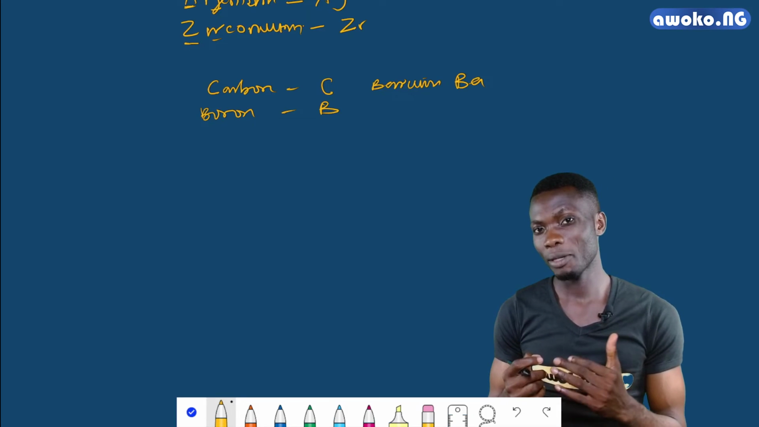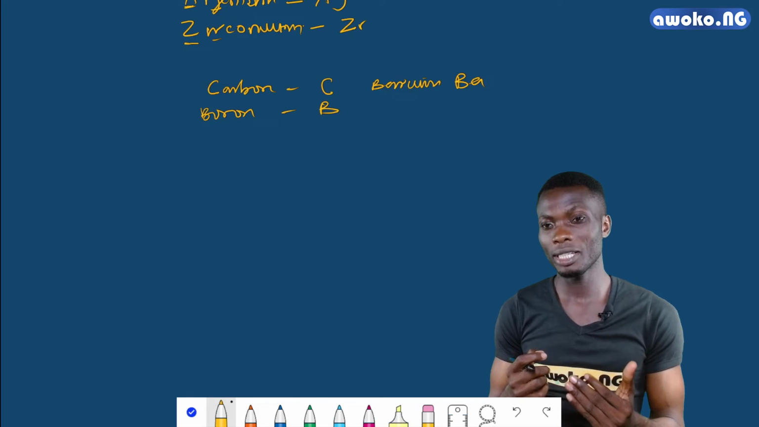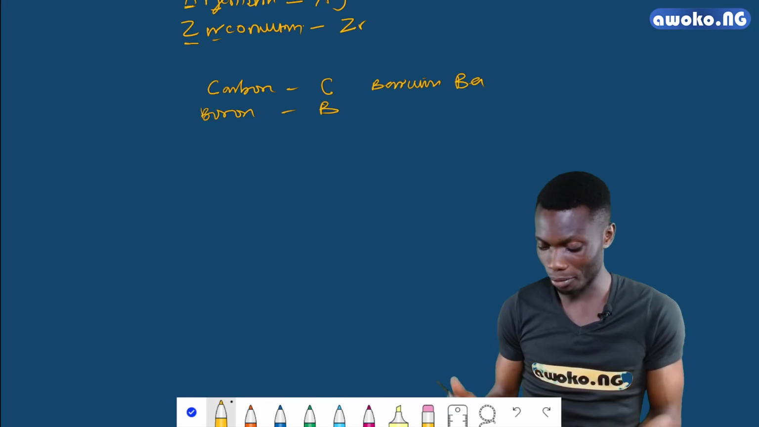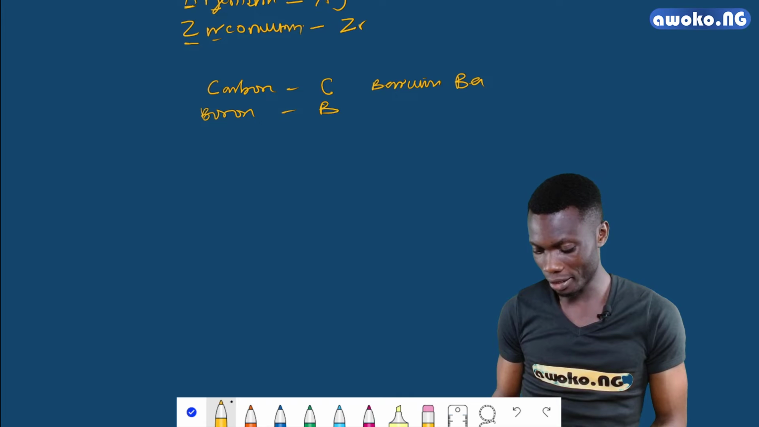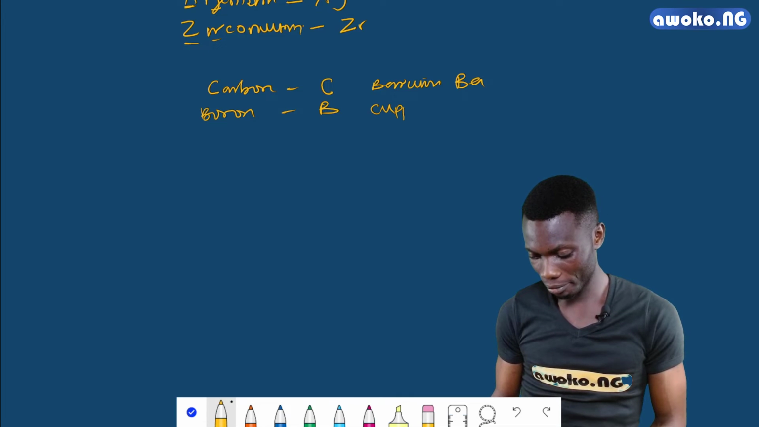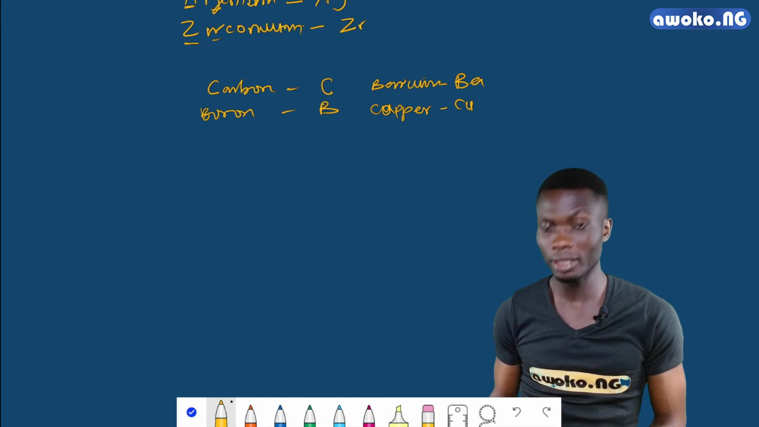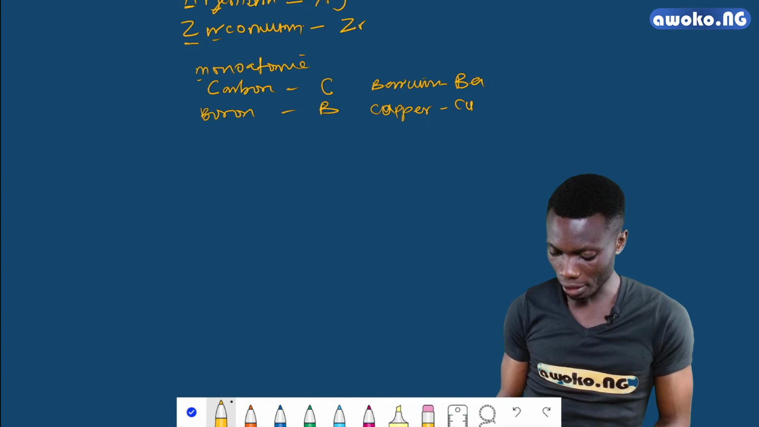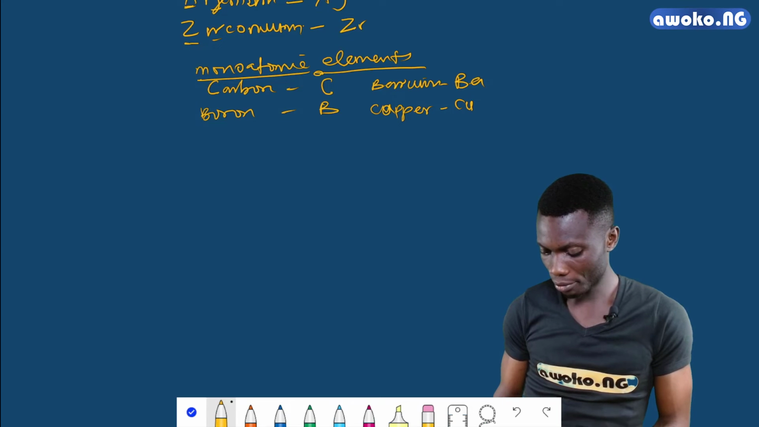So we have monatoms or monatomic elements, and I've been able to name some. So we have barium, like I said. We have copper. Of course, copper, like I told us, is represented as Cu. Now, these are monatomic elements. You have diatomic elements.